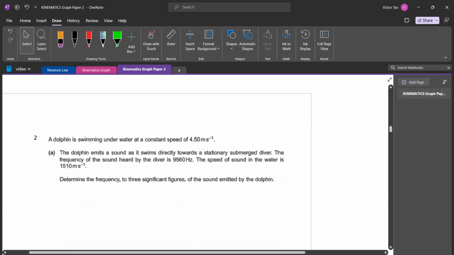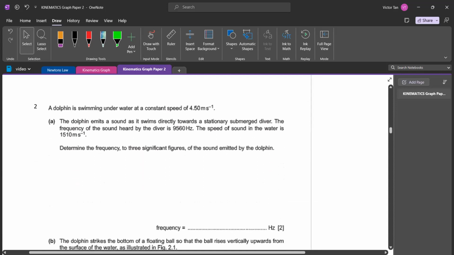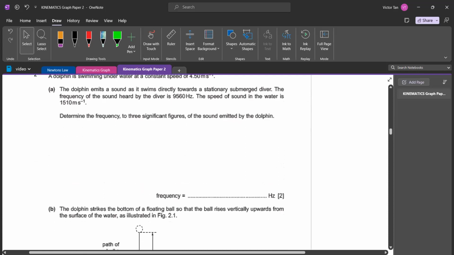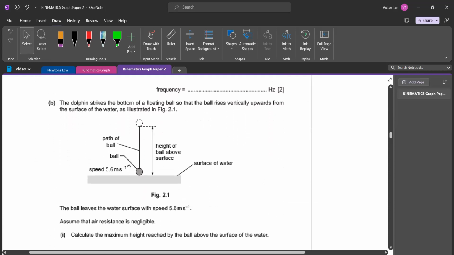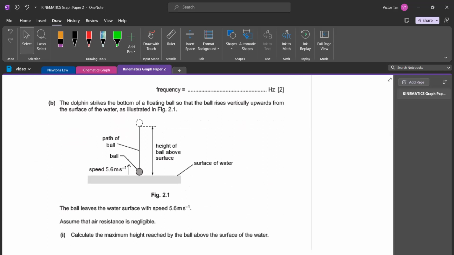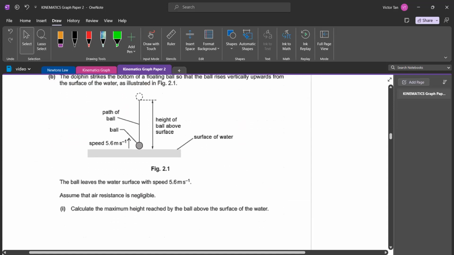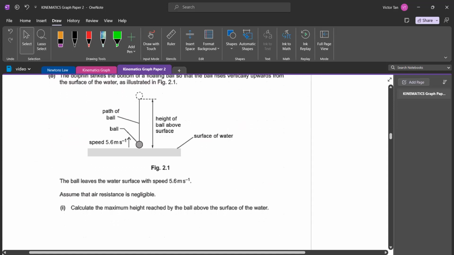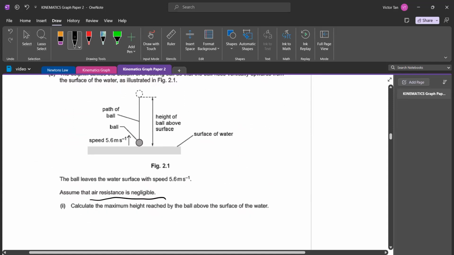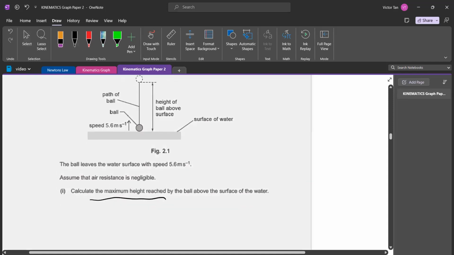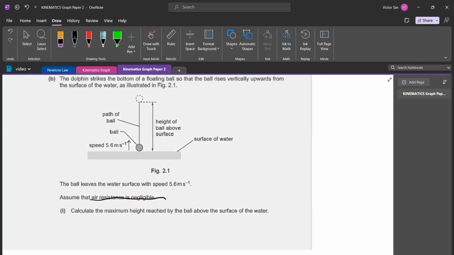A dolphin is swimming underwater at a constant speed of 4.5 meters per second. The dolphin emits a sound as it swims directly towards a submerged diver. The dolphin strikes the bottom of a floating ball so that the ball rises vertically upwards from the surface of the water, as illustrated in figure 2.1. The ball leaves the water surface with speed 5.6 meters per second, assuming air resistance is negligible. Calculate the maximum height reached by the ball above the surface of the water.